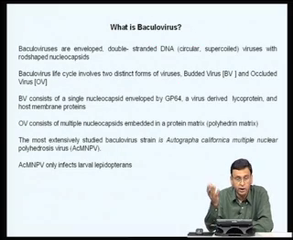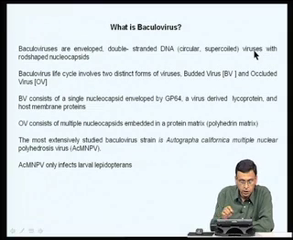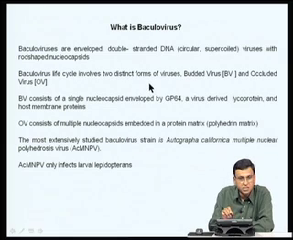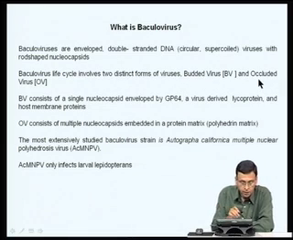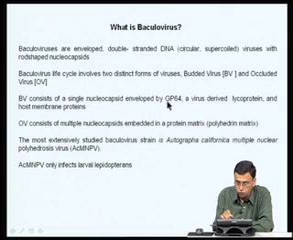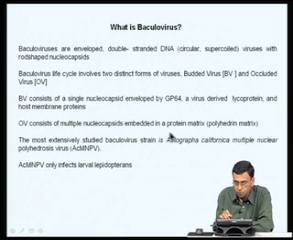Now, what is a Baculovirus? Baculoviruses are enveloped double-stranded DNA viruses with rod-shaped nucleocapsids. The life cycle involves two distinct forms of virus, the budded virus and the occluded virus. The budded virus consists of a single nucleocapsid enveloped by a protein called GP64, a virus-derived glycoprotein, and host membrane proteins, whereas the occluded virus consists of multiple nucleocapsids embedded in a protein matrix called the polyhedrin matrix.